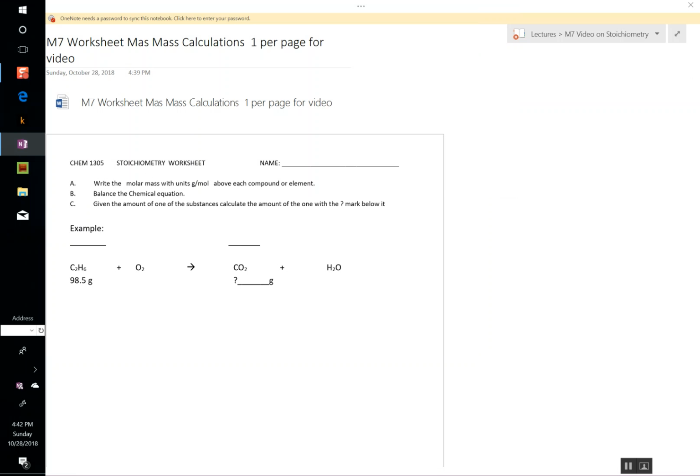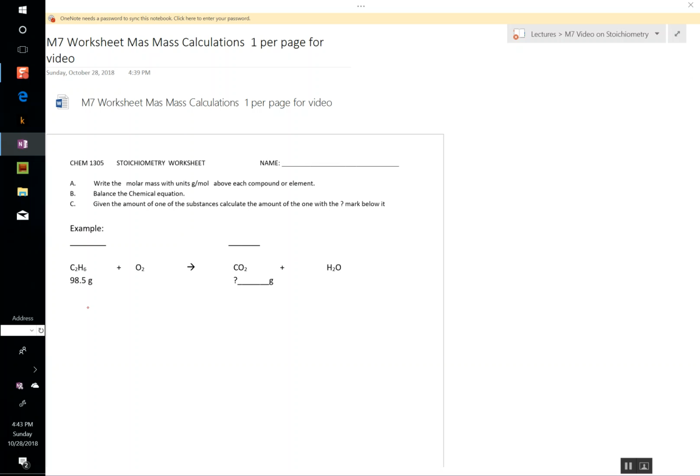Okay, this short video is going to be just on balancing equations, and particularly these combustion equations. I've already posted these on Canvas, but let's go and do this example. Here's a very straightforward one. We have C2H6 plus O2 forming CO2 and water, H2O.